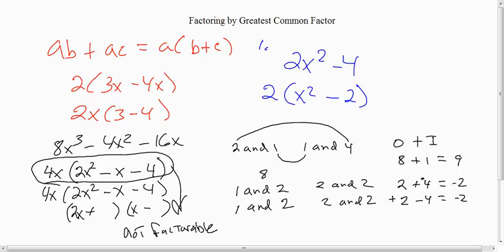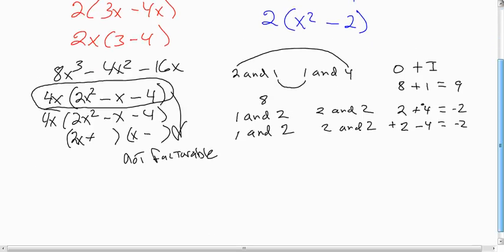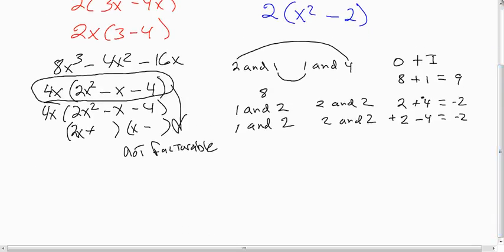Okay, so let's take a look at checking it to make sure we made the right decision, and then we can move on. Let's go back to red to check it. In order to check it, we will use the distributive property. We have 4x times 2x squared minus x minus 4, so we just distribute 4x to each term.